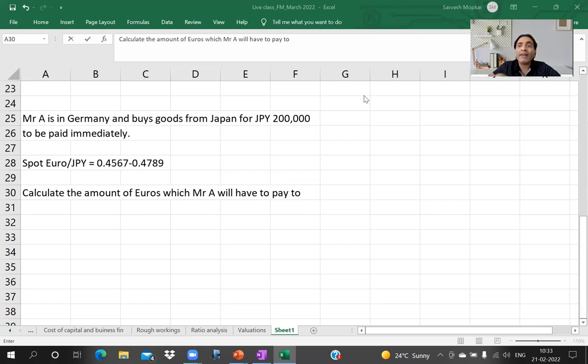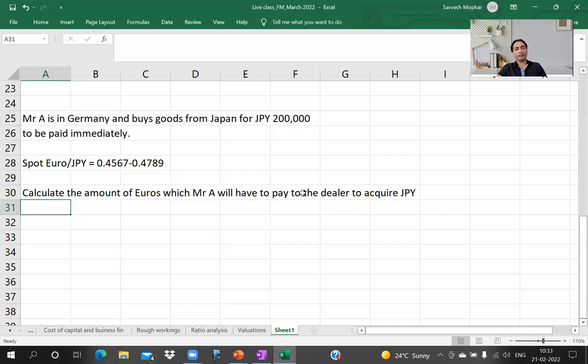So how many euros will I have to pay to the dealer to acquire these 200,000 JPY? To purchase this 200,000 JPY, how many euros will I have to pay? That is the question. So calculate the amount of euros which Mr. A will have to pay to the dealer to acquire JPY. Your time starts now. Two steps.